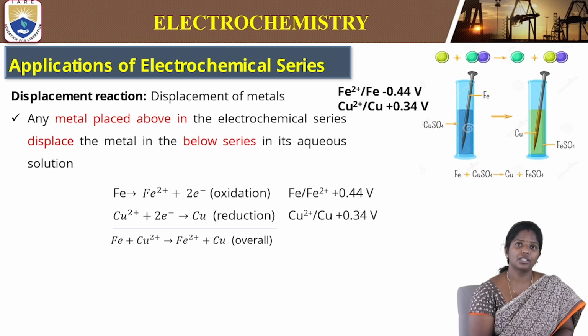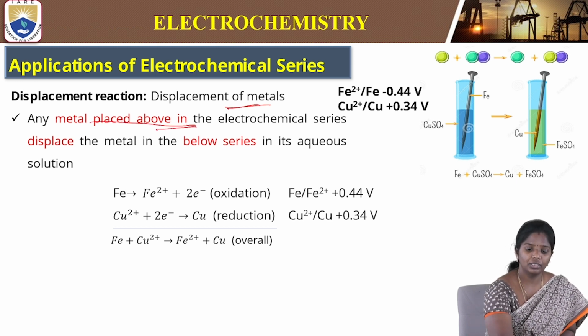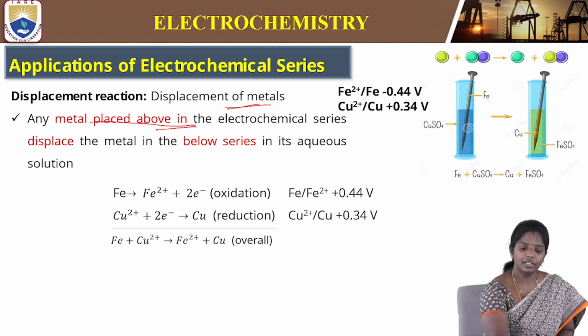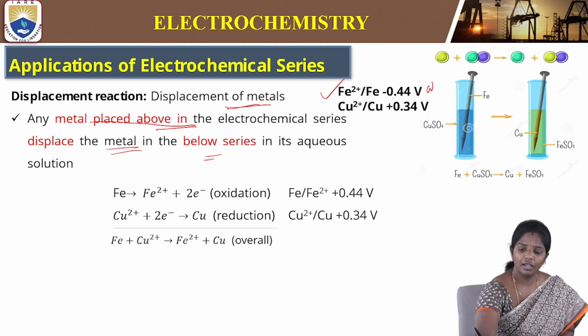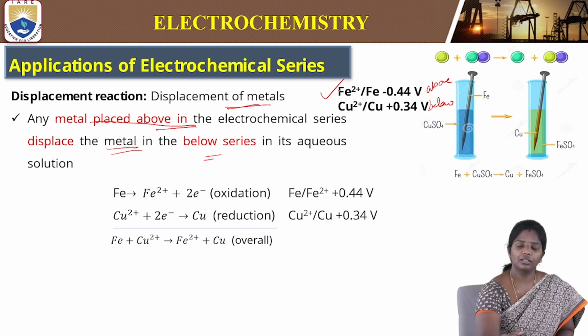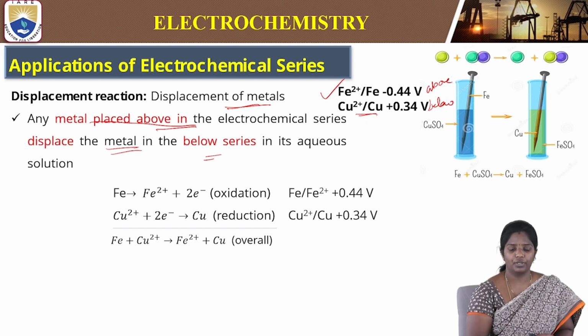Then the other application is the displacement reaction. For example, there are some reactions going on in our region, and we want to understand why they are going on. Displacement reactions are the best examples, where displacement of metals is done. Any metal placed above in the electrochemical series can displace a metal below it. For example, iron is above the series and copper is below the series, so iron will displace the copper.